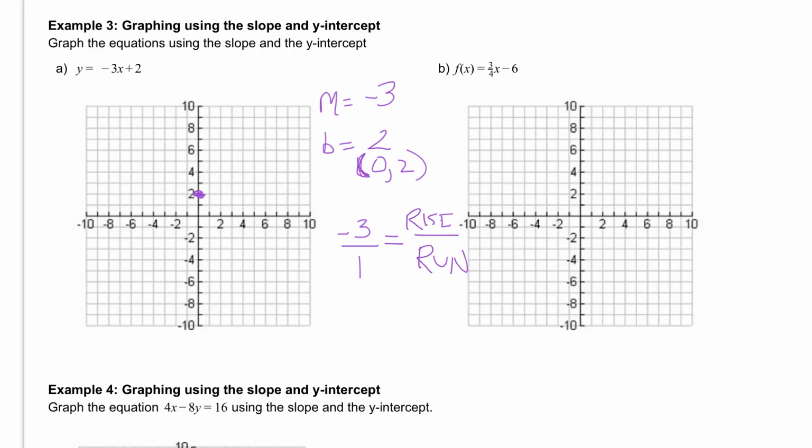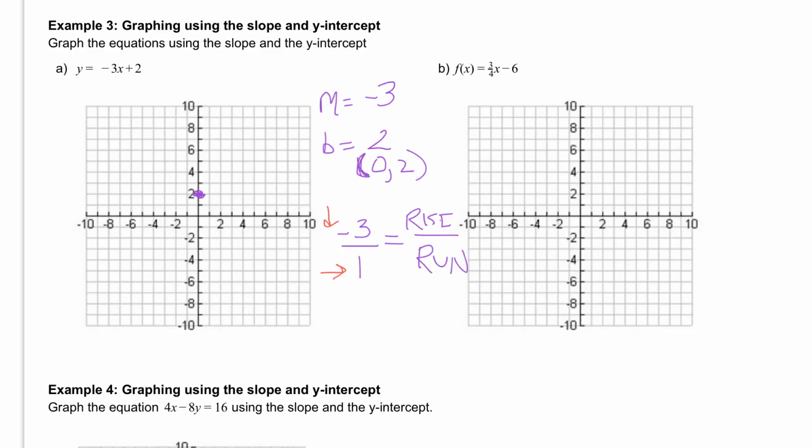If you have a negative, it needs to be either in the top or you can put it in the bottom. So you decide where it should be. Now, I usually will always put my negatives up on the top just to make things easier. But a negative on the top tells me that I am going to be going down, and I'm going to go down 3 units. On the bottom, a positive number tells me I'm going to be going to the right.